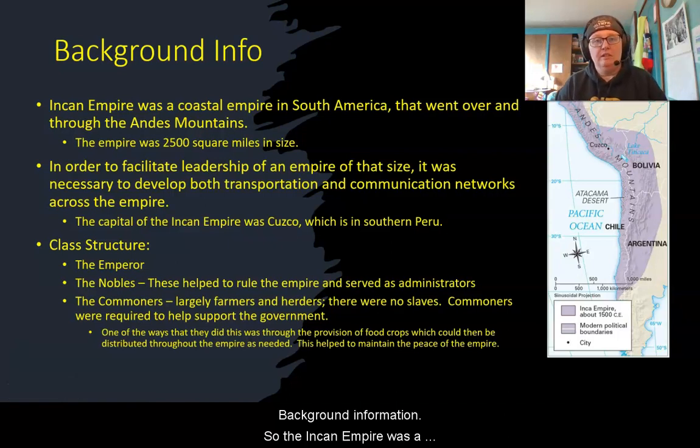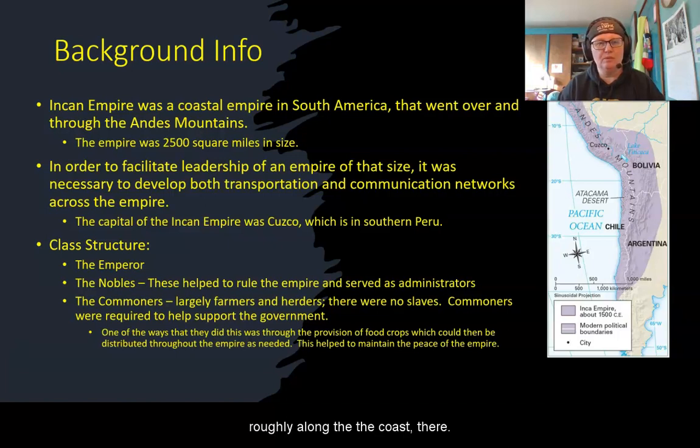Background information. So the Incan Empire was a coastal empire in South America that went over and through the Andes Mountains. So the empire is about 2,500 square miles in size, and the Andes Mountains are on the west side of South America. And they run roughly along the coast there.